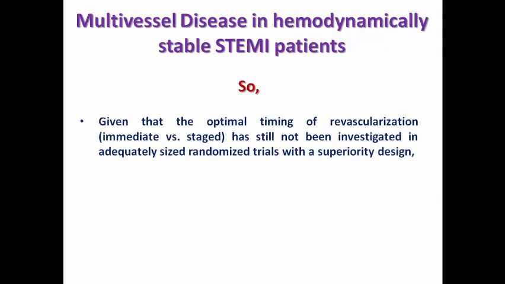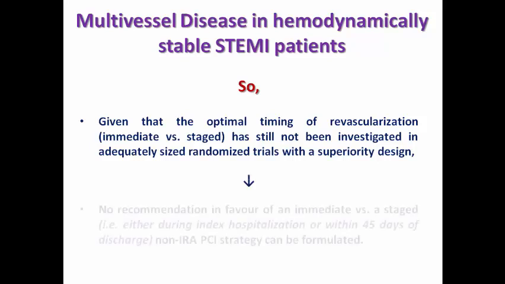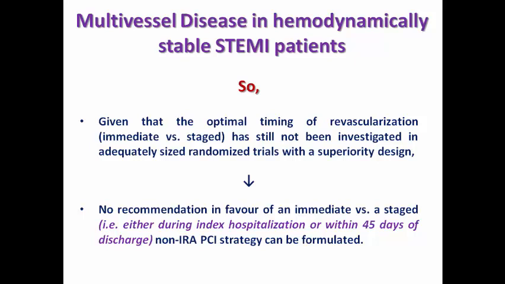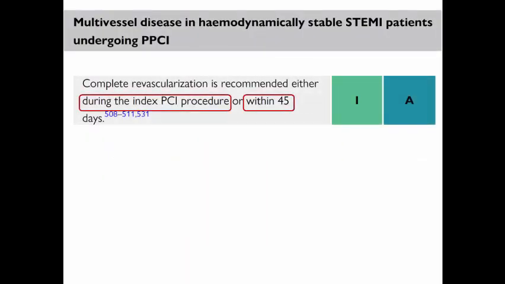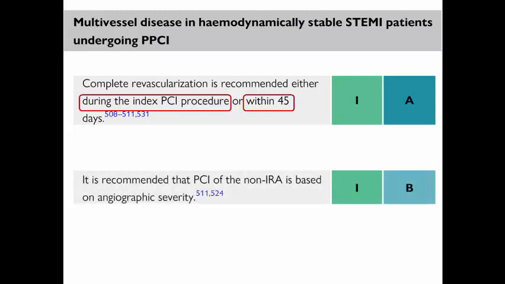So the optimal timing for revascularizing the other non-culprit vessel still has not been investigated in adequately sized randomized trials with a superiority design. That's why there is no recommendation in favor of an immediate versus a staged non-infarct-related artery PCI, and so the recommendation is a class 1 for complete revascularization in STEMI patients either during the index PCI procedure or within 45 days according to your clinical assessment of the condition of the patient and the status of the affected vessels, and it is recommended that PCI of the non-infarct-related artery, of course, is based on angiographic severity.